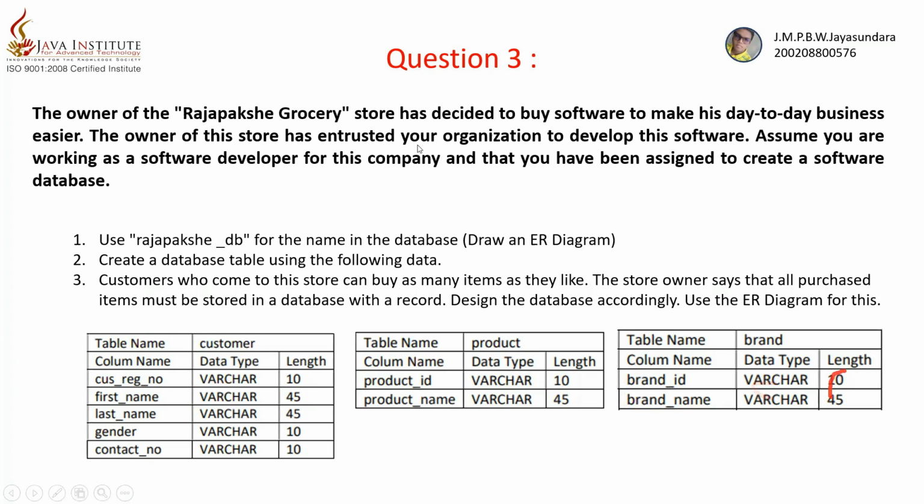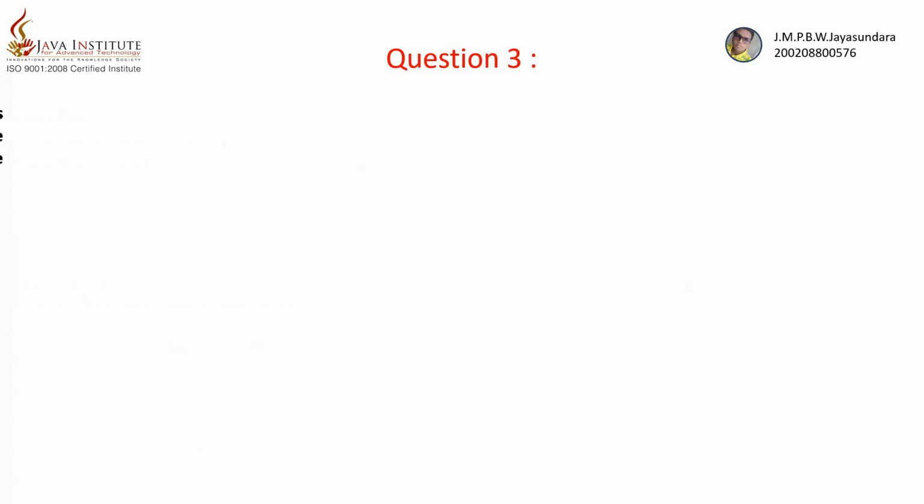In the third question it says customers who come to this store can buy as many items as they like. The store owner says that all the purchased items must be stored in a database with the record. Design the database accordingly. Use an ER diagram for this.